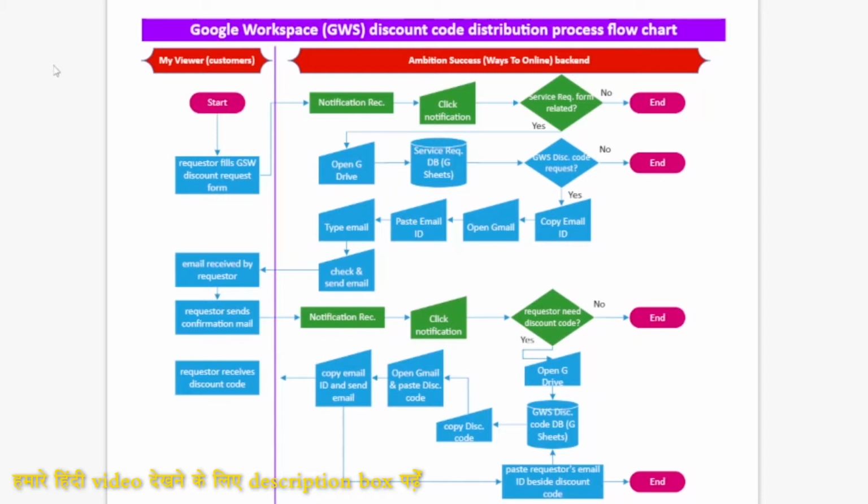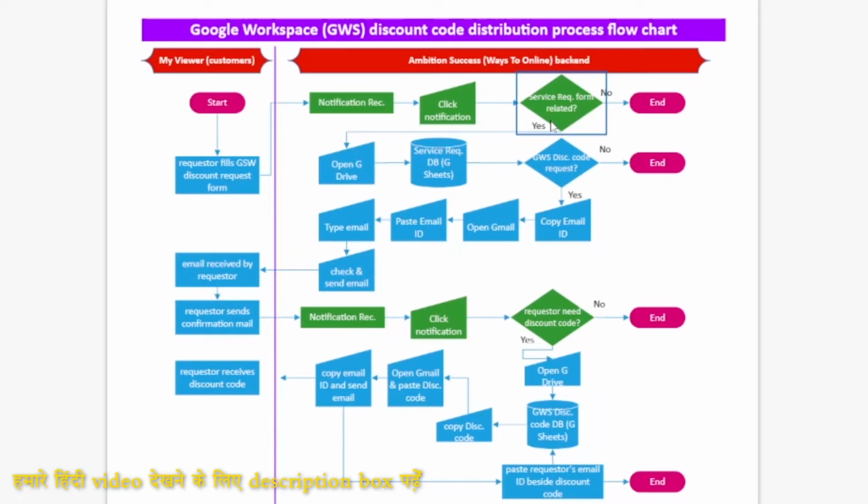As you all know, I also provide a discount code which will give you 10% discount on Google Workspace subscription. So there is a process, and this flowchart is explaining the same. Whenever a viewer views my videos and decides to subscribe to Google Workspace, there is a link in the description of my video which opens a Google form. My viewers open that Google form, and then they fill that form, and that form triggers an email to my Google Workspace email ID. At the same time, I get a notification, which is this, and if I am not busy, then I click on that notification, and the notification opens that email.